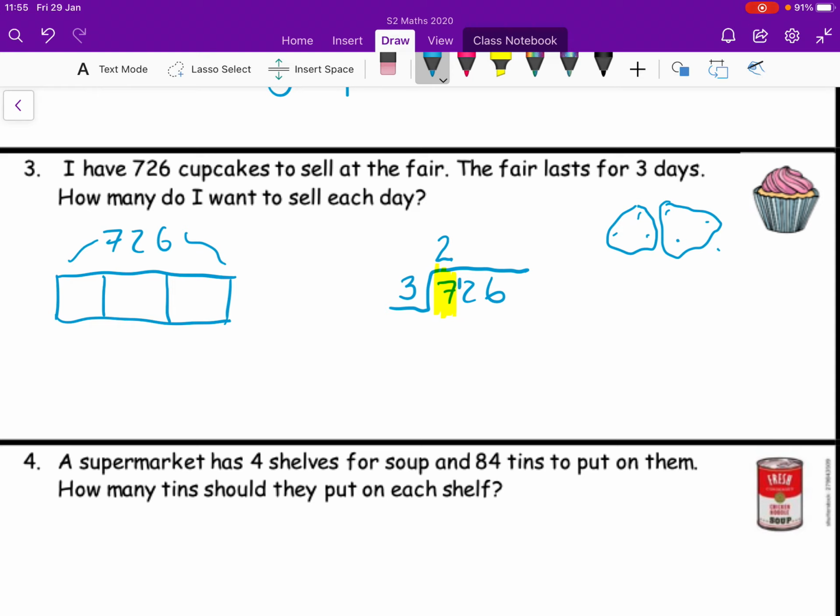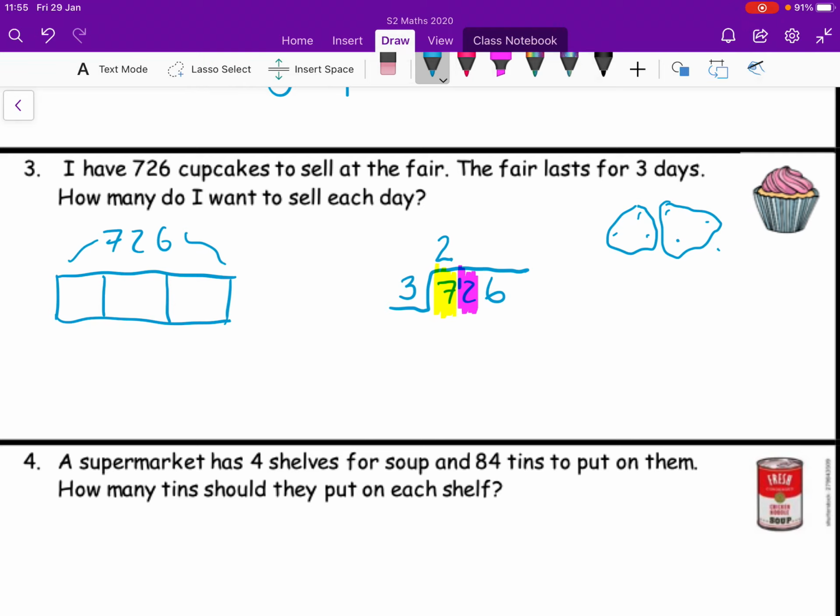That now makes the next number 12. Okay, it's not 2 anymore, it's now 12. And I do the same thing. I say how many groups of 3 can I now get in 12? Okay, so I'm now looking at this part here. So how many groups of 3 are there in 12? So we could draw out our little dots.